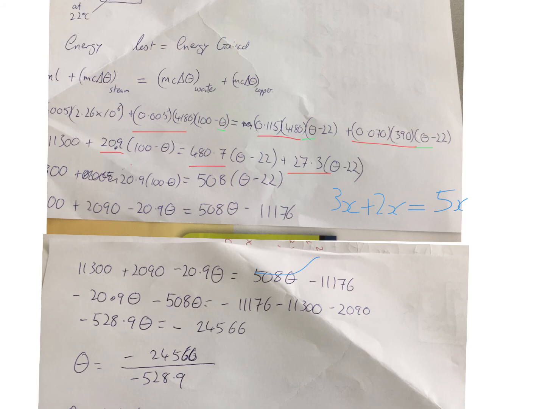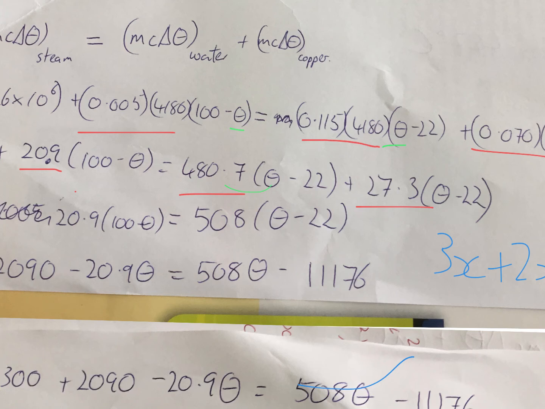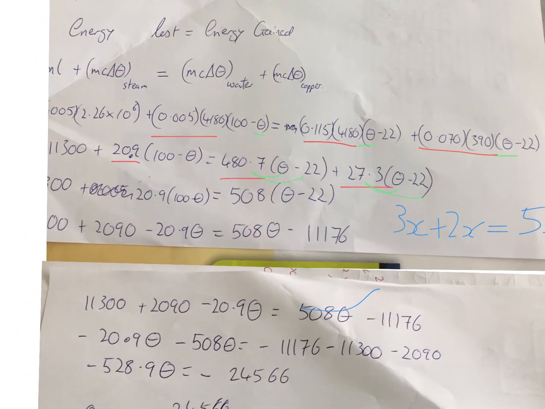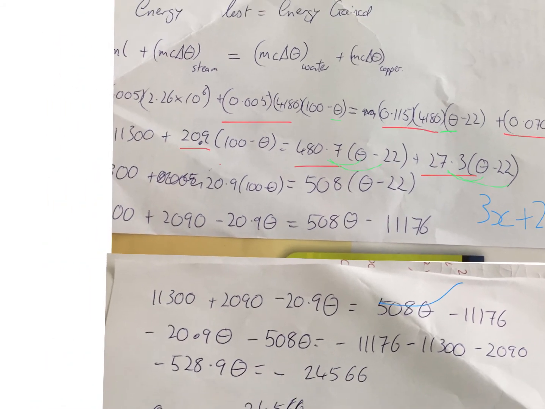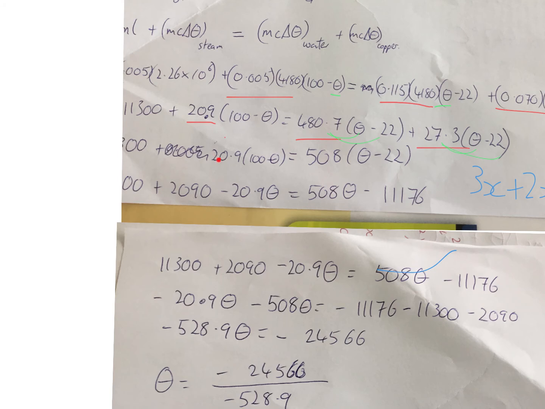If you want to do them out in a more long-winded way, then you're absolutely entitled to multiply 480.7 times theta, multiply it by minus 22, and then do the same thing over here. You'll just end up with 4 terms when you multiply them out instead of 2 terms. You'll actually see I do it over on the left-hand side here in a second anyway. Okay, so then on the left-hand side, if I multiply 20.9 times 100 and multiply it by theta, I end up getting 2090 and minus 20.9 theta. My 11300 is still over here. Then I multiply 508 by theta and 508 times minus 22, and I get 508 theta minus 11176.